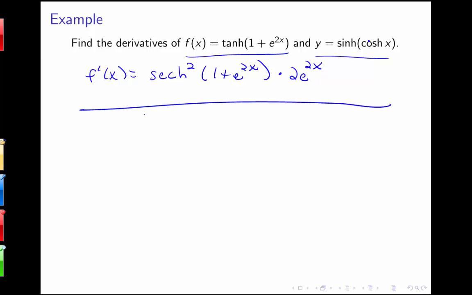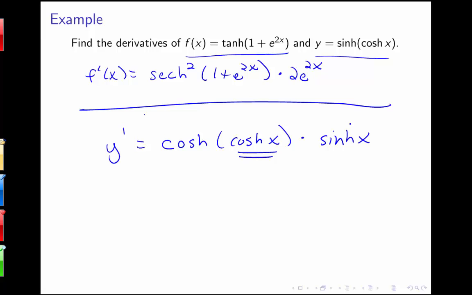And then if I wanted to take the derivative of the second quantity here, again I have to use the chain rule, so I have to do the derivative of that outside function. The derivative of hyperbolic sine is hyperbolic cosine. I'd have to evaluate that at hyperbolic cosine, and then multiply times the derivative of hyperbolic cosine, which we just showed earlier was positive hyperbolic sine.